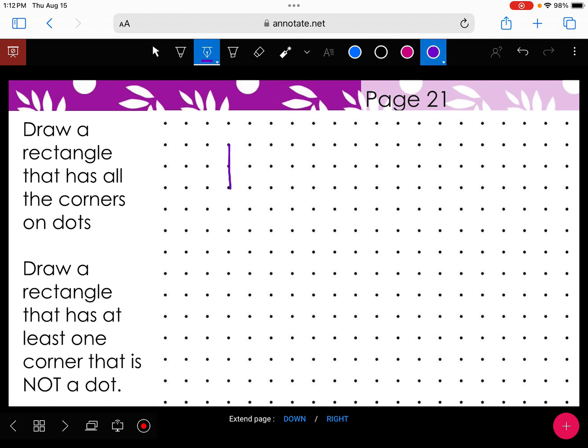Like that. I hit dots with all my corners. I'm not great at drawing straight lines, but I hit dots on the corners. It doesn't have to be in the corner of the page, just that this corner needs to be on a dot, this one on a dot, this one on a dot, and this one on a dot.